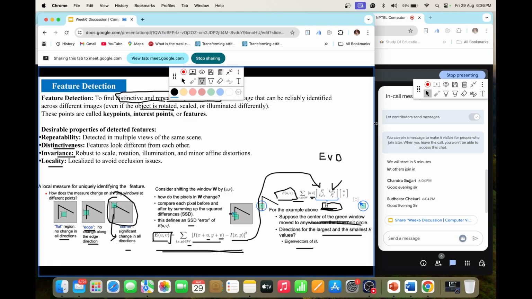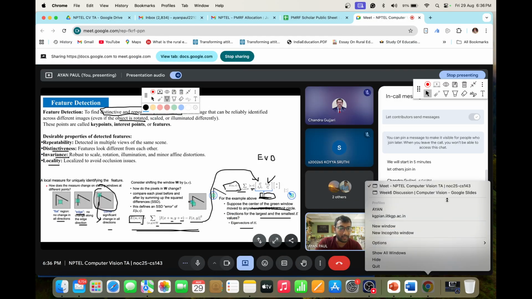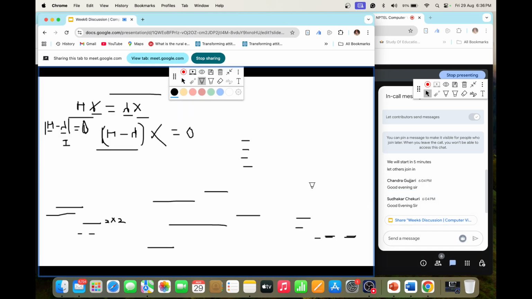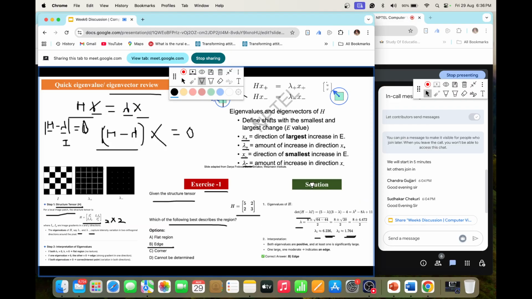Is it clear? Yes, sir. Okay, so that is the thing. So this is regarding example 1. So any type of question that comes in your assignment, you can do it like this.